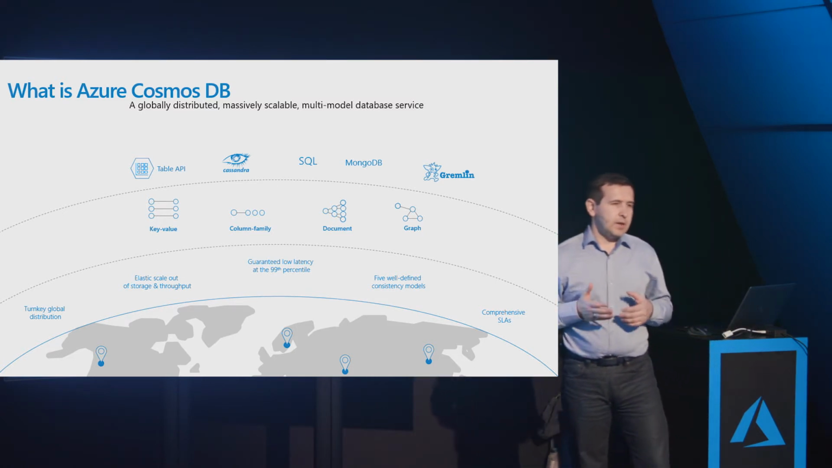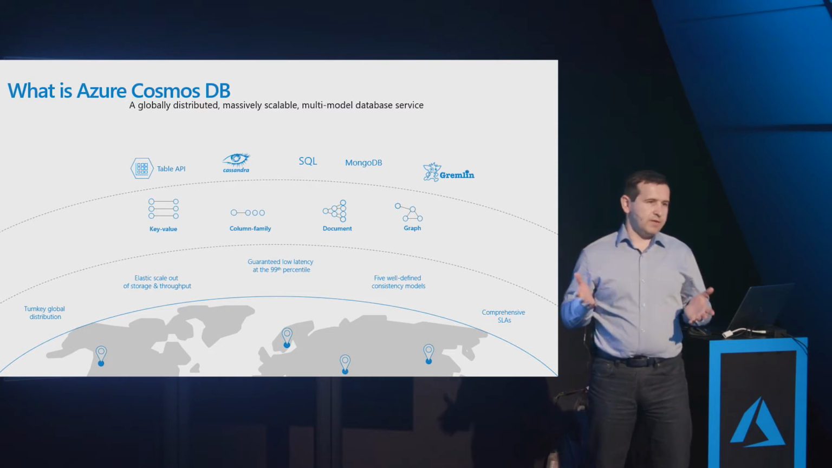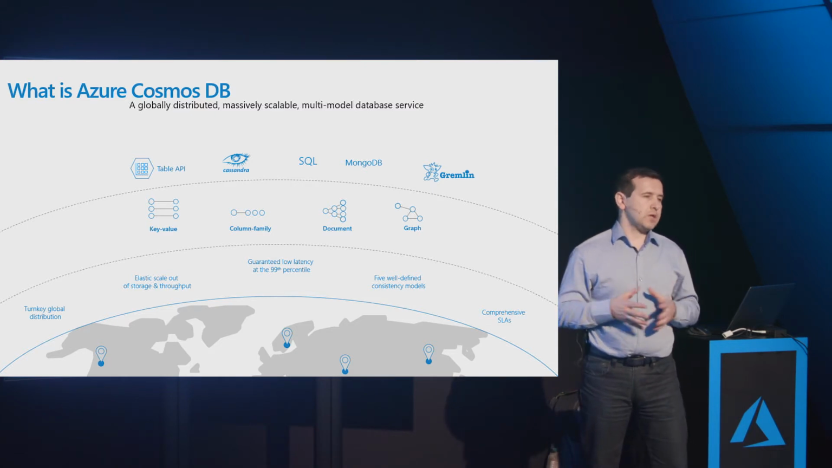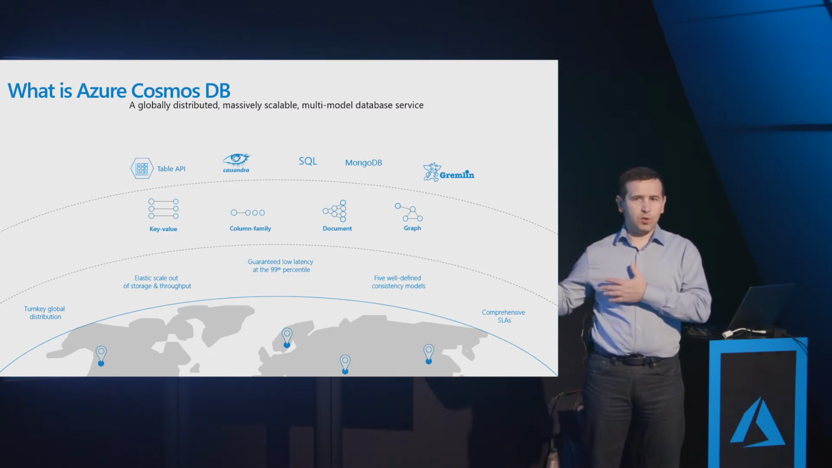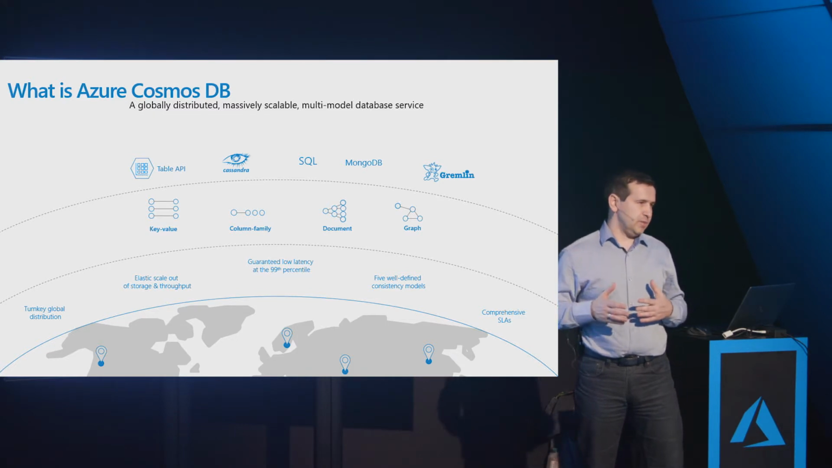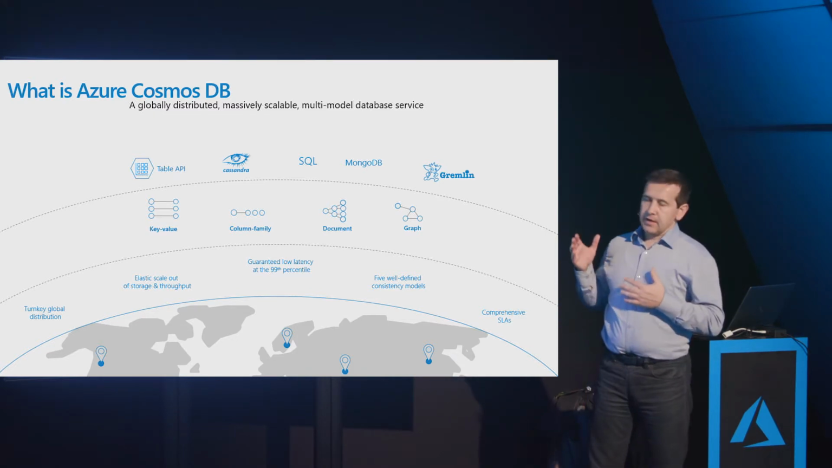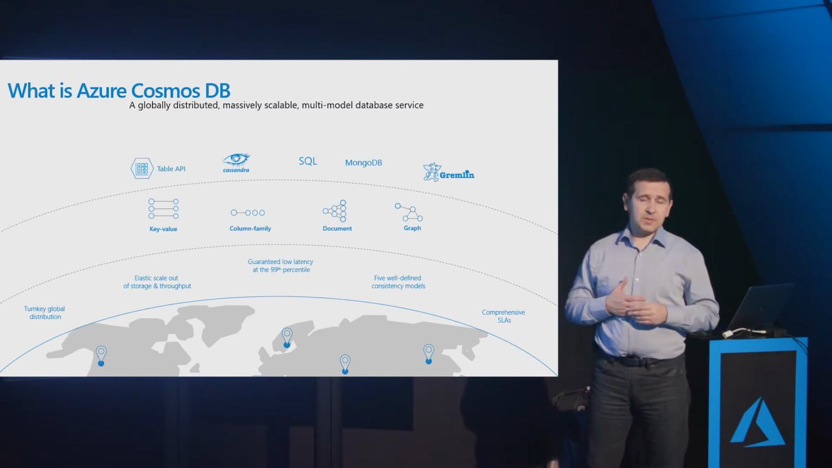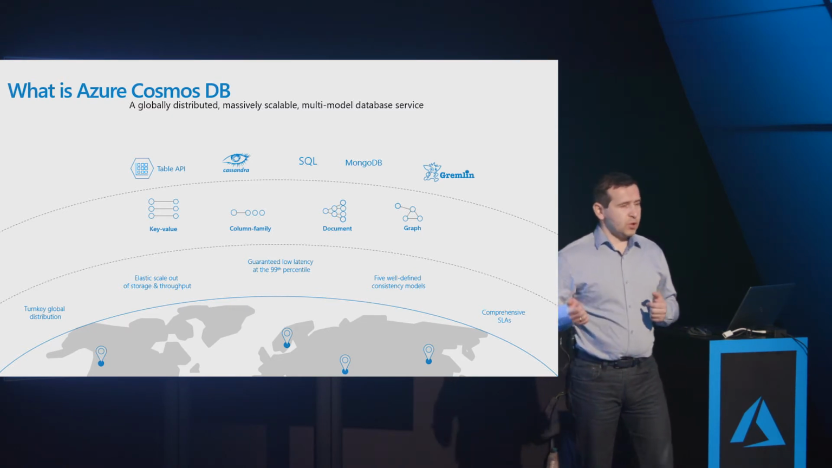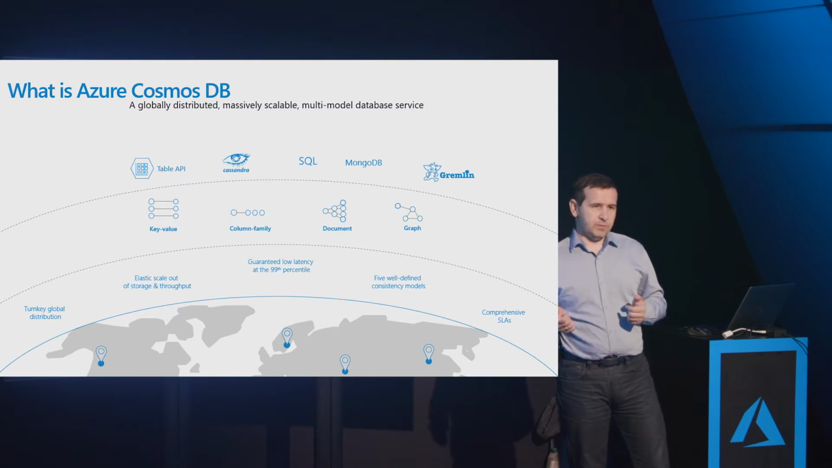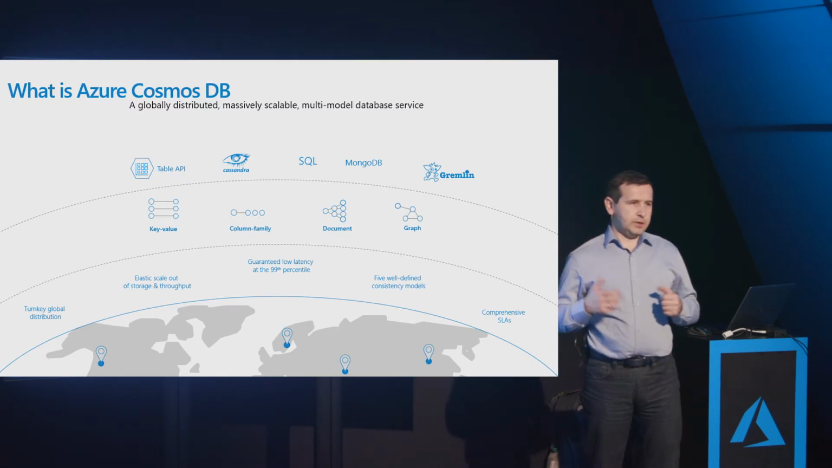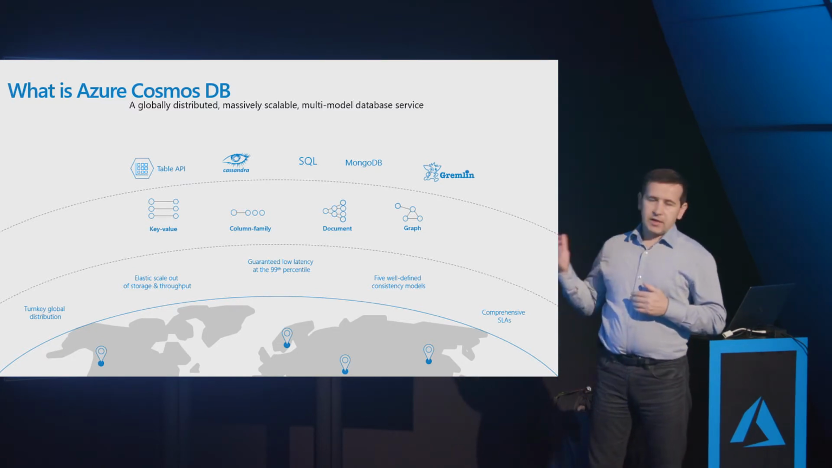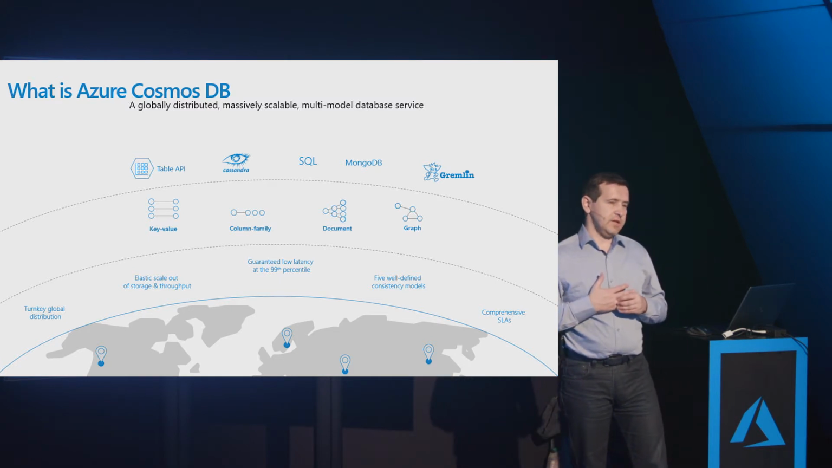Table API essentially covers the key value pair data model. It used to be called Azure Table Storage. Now it's folded into the Azure Cosmos DB family. And Cassandra API covers the column family data model. SQL API and MongoDB API cover the document data model. They store the data in JSON documents. And Gremlin covers the graph data model.